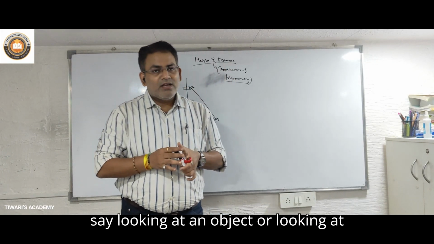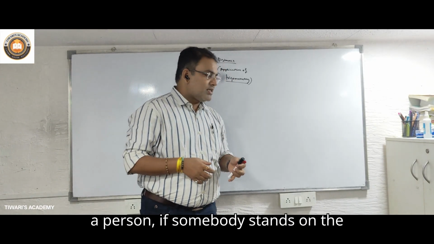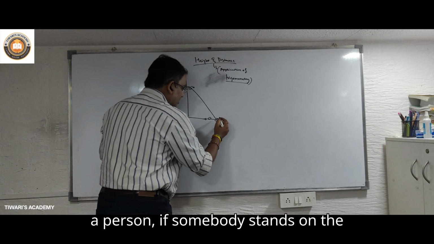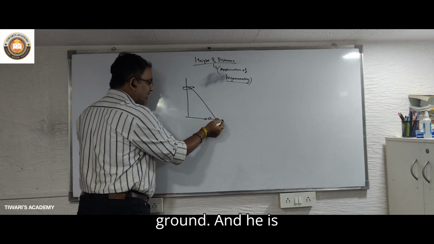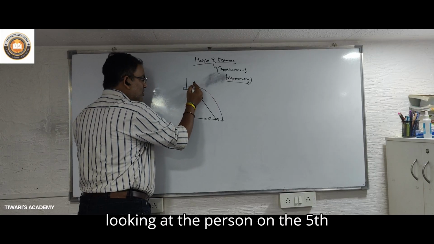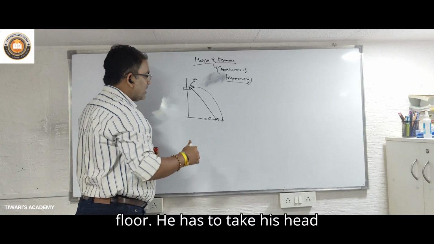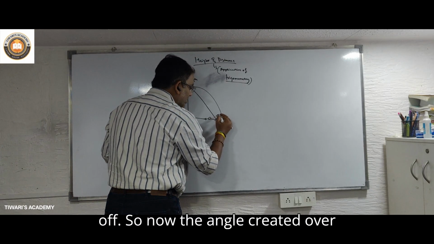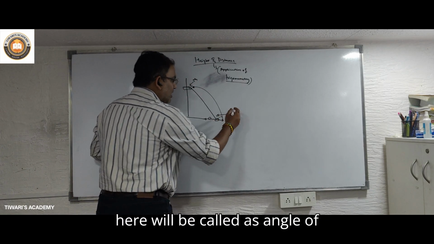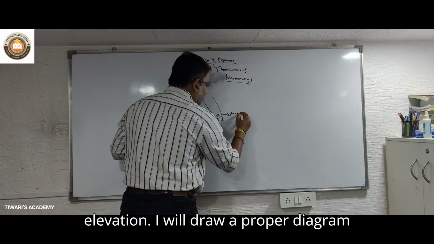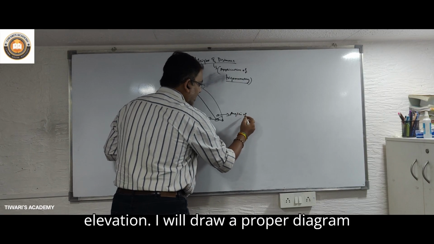Now when I say looking at an object or at a person, if somebody stands at the ground and is looking at a person on the 5th floor, he has to take his head up. So now the angle created over here will be called the angle of elevation. I will draw a proper diagram, angle of elevation.